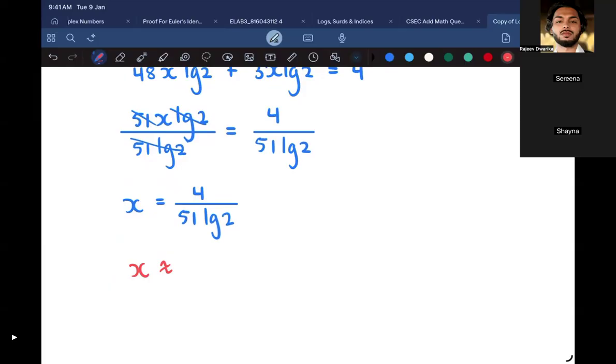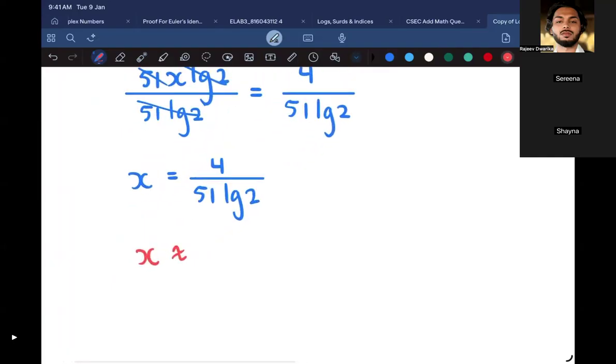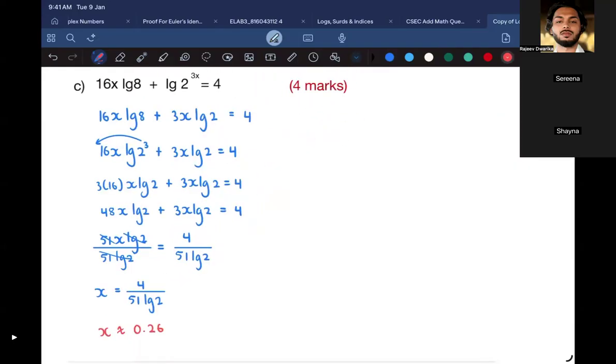What is 4 over 51 log 2? I got 0.26. Right? And that's not the only way you can work this question out. I can speed run this question in another way. I could say 16x log 8 plus x 2 to the power 3 is equal to 4.